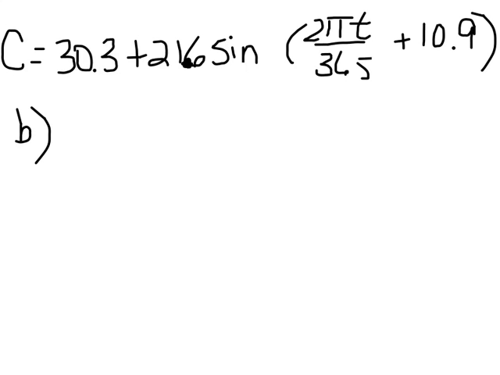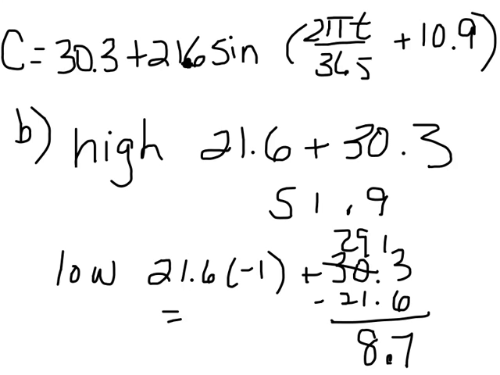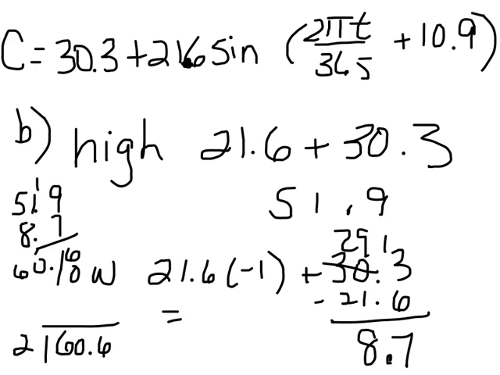So let's find the high and then the low. If I want the average, I can say 51.9 plus 8.7, and that's going to be 60.6. And the average would be just to divide it by 2. And we get, what, 30.3.